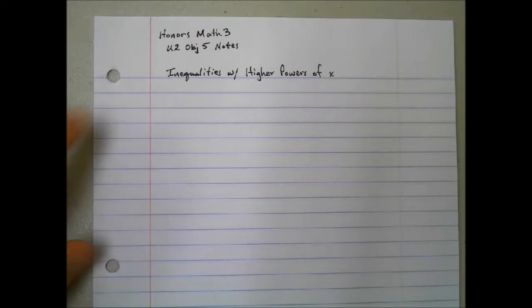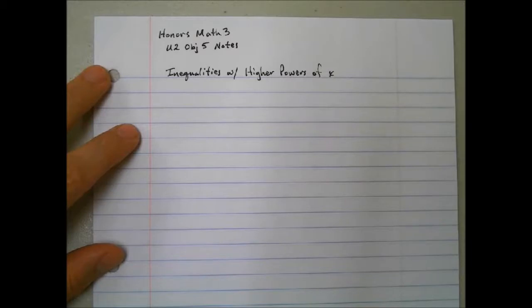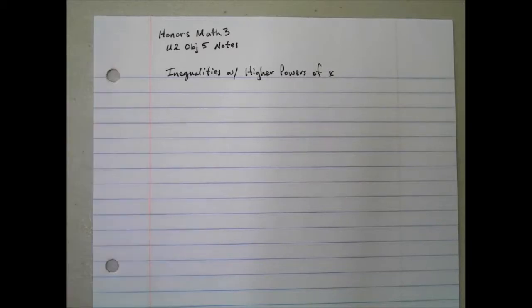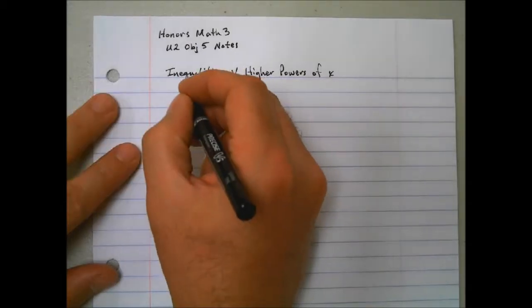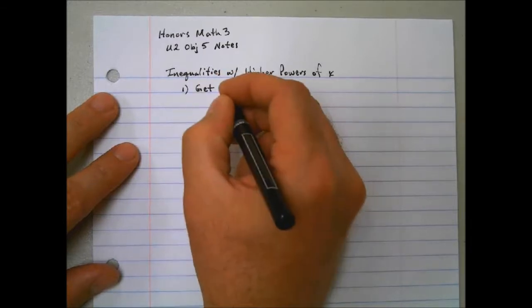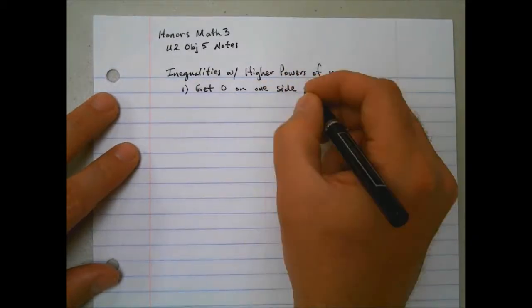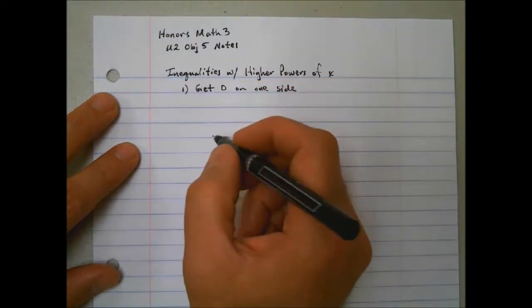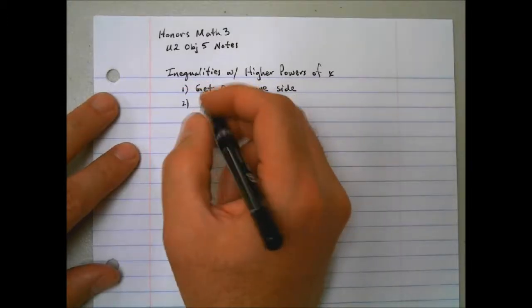Okay, Honors Math 3, Unit 2, Objective 5 notes, inequalities with higher powers of x. There's a certain process we're going to go through as we're doing these. We want to get 0 on one side of the inequality. We want to factor and find the zeros. They usually factor. I won't promise that they all factor.